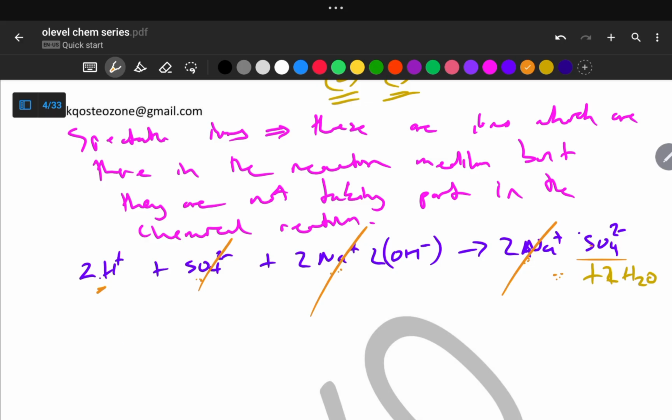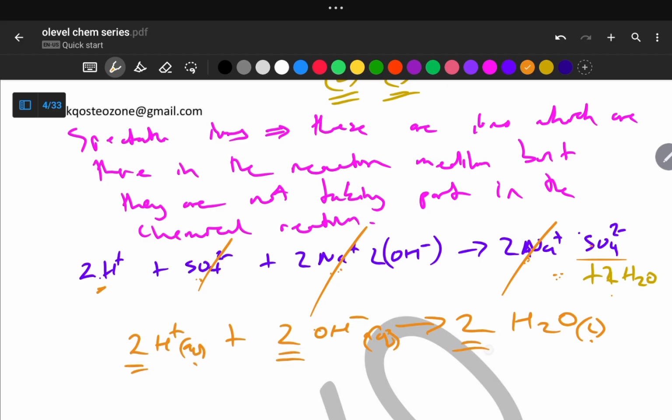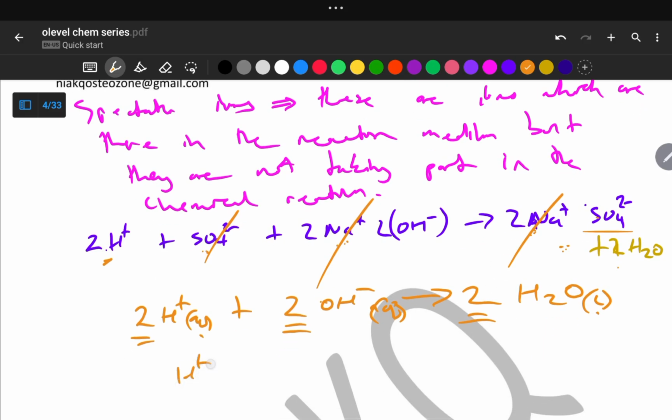So we are left with 2 protons reacting with 2 hydroxyl ions to give 2 moles of water in the liquid phase, and then in the aqueous phase. So we have 2 here, 2 there, and then 2 there. So we can reduce it to H plus in aqueous plus OH minus in aqueous to give H2O in the liquid phase. So this is the equation for all the neutralization reactions.